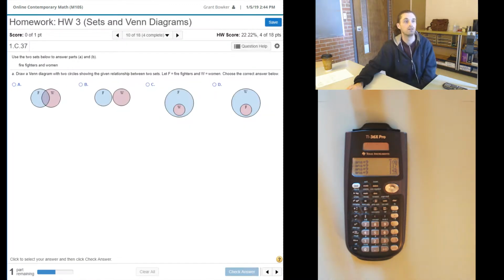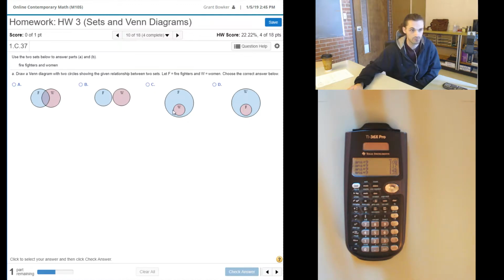All right. So, use the two sets below to answer parts A and B. So, firefighters and women. Draw a Venn diagram with two circles showing the given relationship between two sets. Let F be firefighters and W equal women. Choose the correct answer below. So, the blue set F is firefighters, and the pink set W is the woman set.